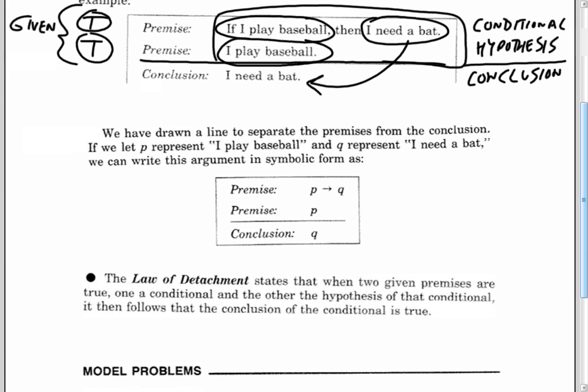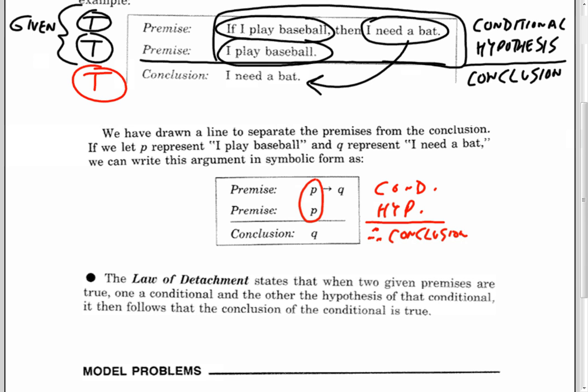Symbolically, it looks like this. Here's our conditional, here's our premise, and notice, is the second premise the same as the hypothesis of the original conditional? Yes. Once again, we have our conditional, we have the hypothesis of the conditional, and we're saying, therefore, the conclusion is also true. So let's put another true right up there. Whatever you write underneath is supposed to be true.